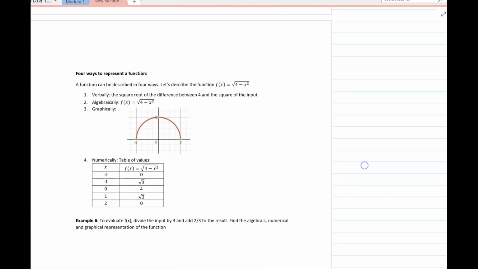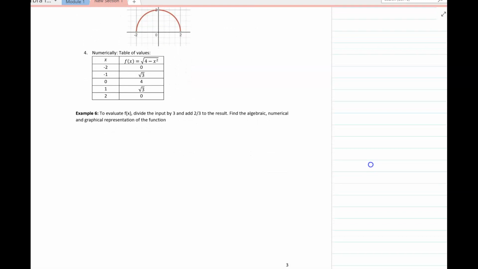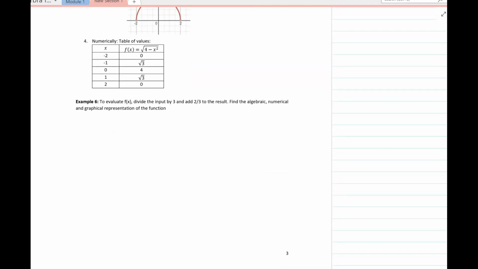There are 4 ways to represent a function. You can represent a function verbally, algebraically, or graphically. Verbally, you can use the wording. Algebraically, it is the formula. Graphically, it is the graph. And you can also use the table of values. That's the fourth way. So the next one: to evaluate f of x, divide the input by 3 and add 2/3 to the result. So we want to represent this function in algebraic, numerical, and graphical representation.